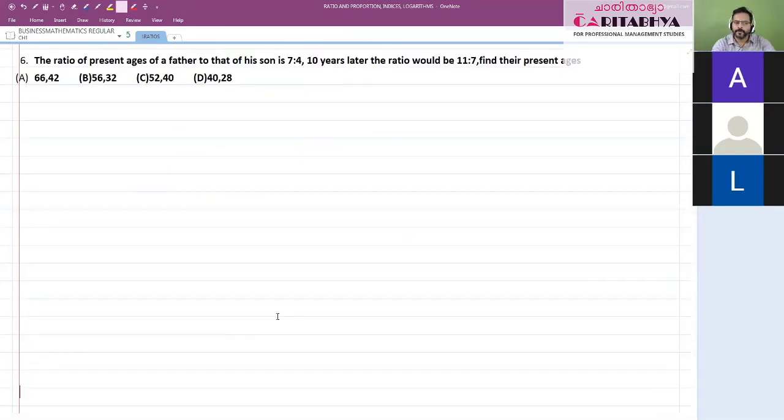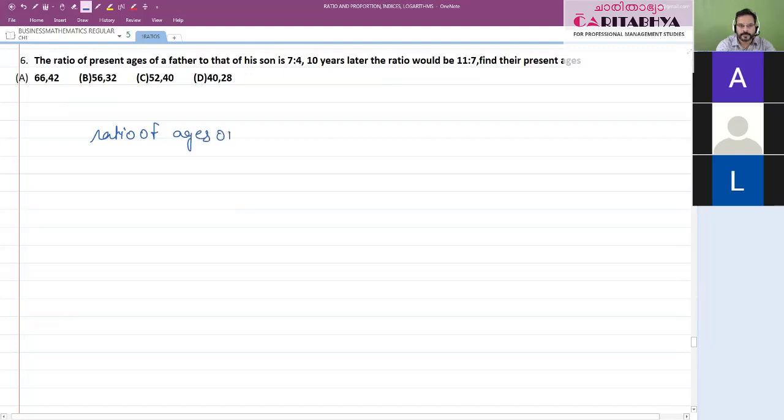The ratio of present age of a father to that of his son is 7:4. 10 years later, that means after 10 years. So right now, the ratio of ages of father to his son is equal to 7:4. That means right now, father age is 7x, son age is 4x.